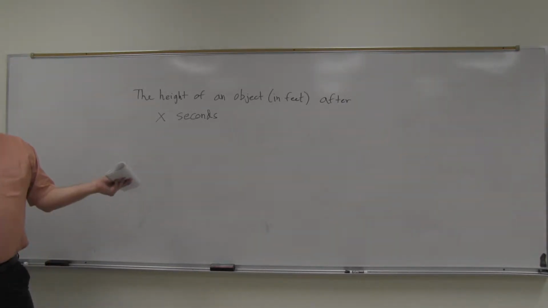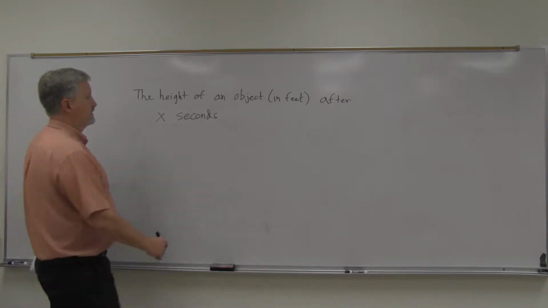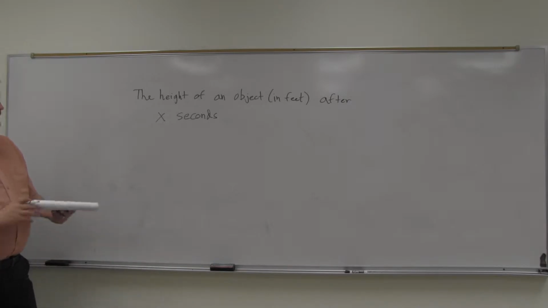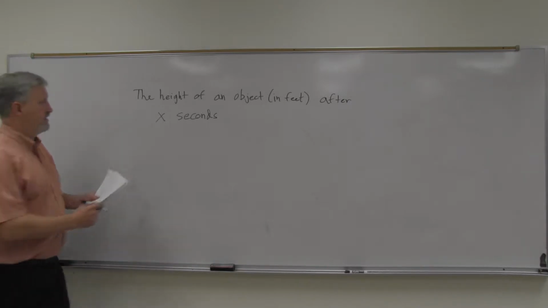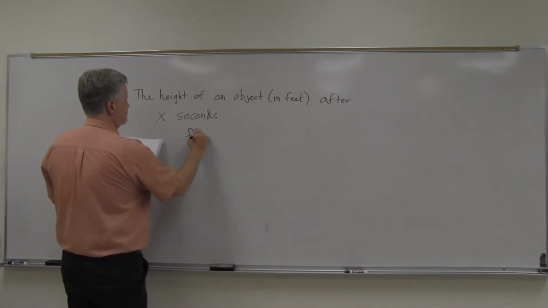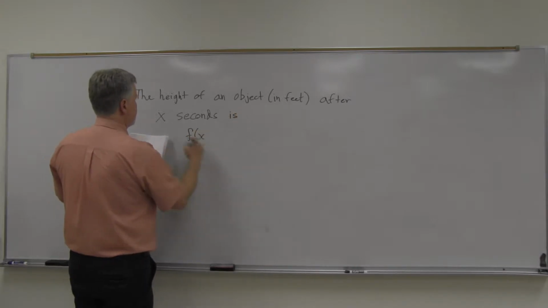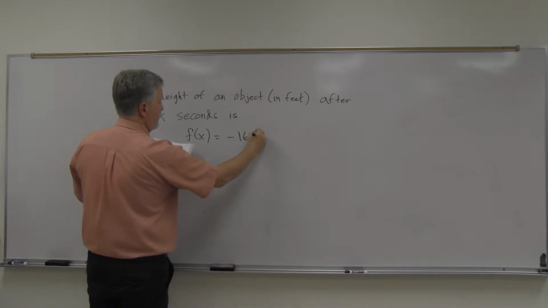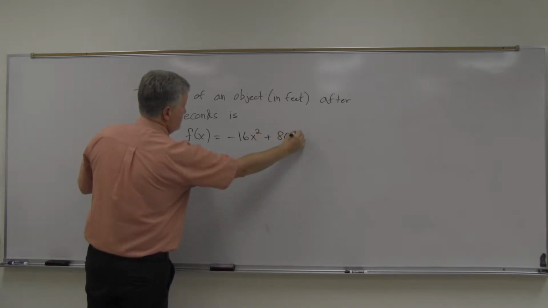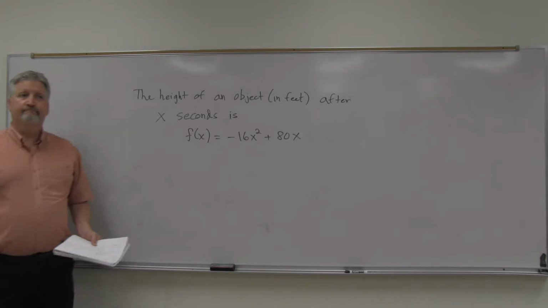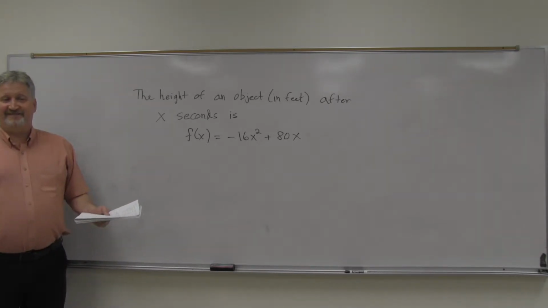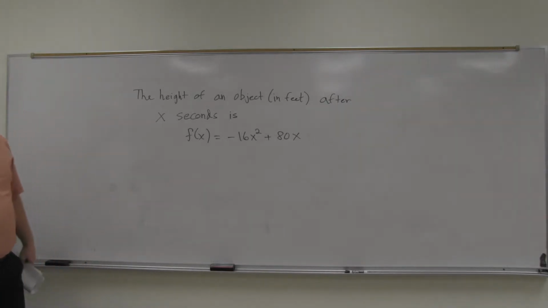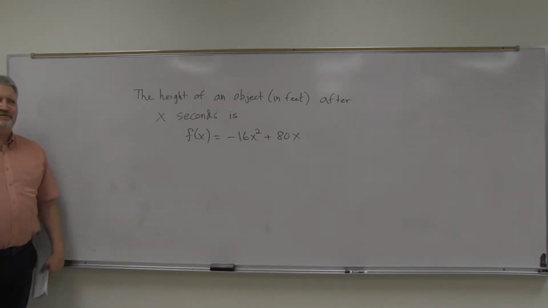It depends on how hard you throw it. That changes the equation, but in this particular case, I'm going to make it f of x equals negative 16x squared plus 80x. One of our quadratic functions. So just get used to the formula here.